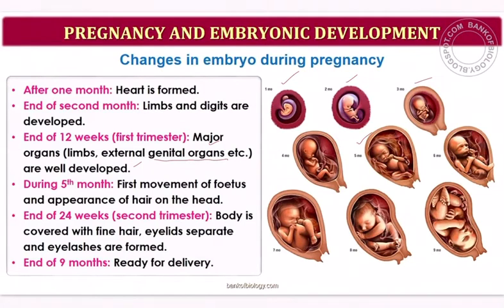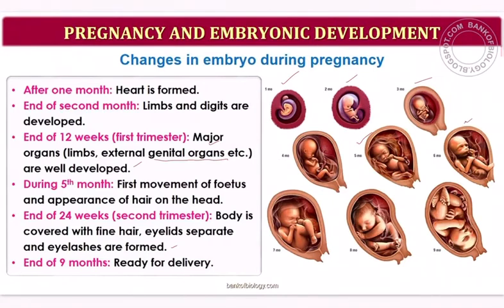And during 5th month, first movement of fetus and appearance of hair on the head. Look at that. Presence of hair and well developed embryo, and movements start. So the mother feels the movement of the baby.